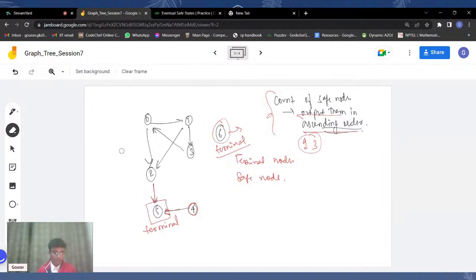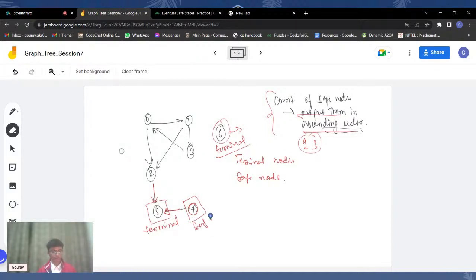Now we have to find the safe nodes. How will we find the safe nodes? Let me ask, is 4 a safe node? According to the definition, a node is safe if all the paths from that node go on to a terminal node. If we are standing on 4 and proceed, we reach 5, and 5 is actually a terminal node. So 4 is a safe node.